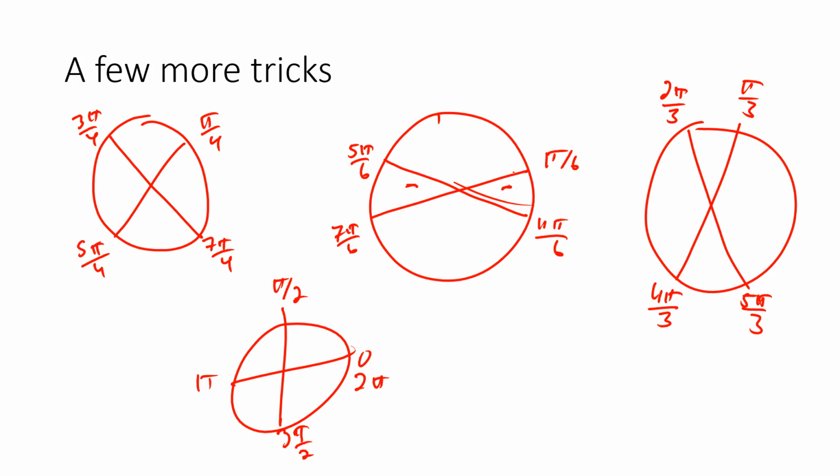And I think this is most useful when I see something like a 7 pi over 6, right away I know it's got to be one of these 4 points. And then it's just a matter of figuring out which one it is. So this might be useful, maybe not.